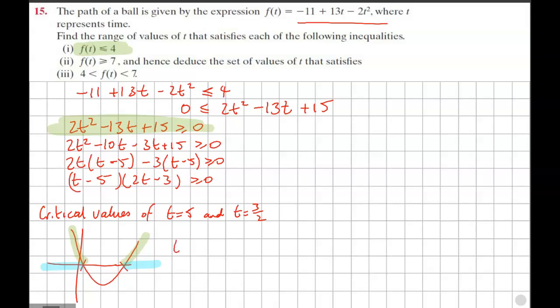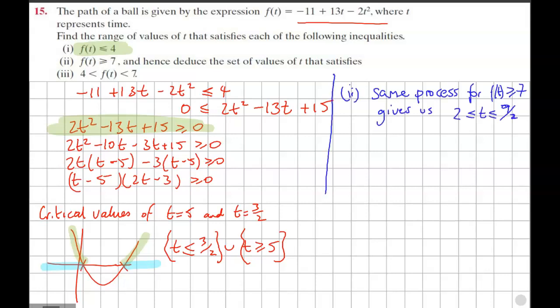So my solution is t must be less than or equal to 1.5, and/or greater than or equal to 5. So again, if you want to be absolutely perfect about this, you'd say it's the union of those two scenarios. It either has to be less than or equal to 1.5 or greater than or equal to 5. The second part uses exactly the same process with a different inequality where it's greater than or equal to 7. Once you've gone through that process, you'll end up with a solution of t fitting the criteria of between 2 and 4.5.